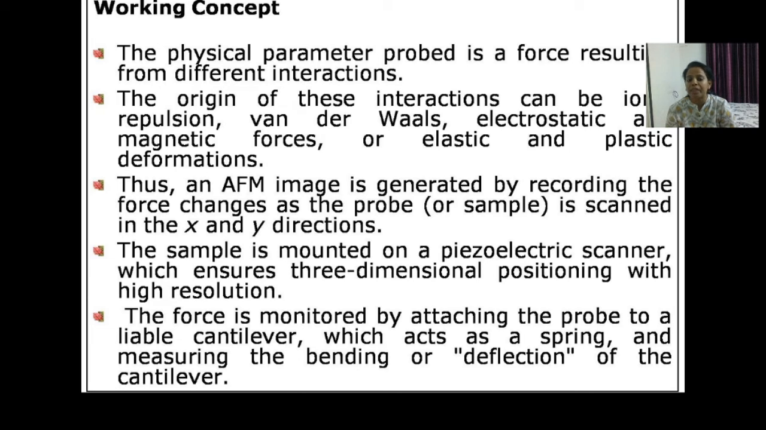This AFM image is generated by recording the force changes as the probe is scanned in the XY direction over the sample. This is very important. The probe is scanned in the XY direction over the sample, and the force acting between the tip and the sample is recorded. The sample is mounted on a piezoelectric scanner, which ensures three-dimensional positioning with high resolution. The force is monitored by attaching the probe to a flexible cantilever, which acts as a spring, and measuring the bending or deflection of the cantilever.